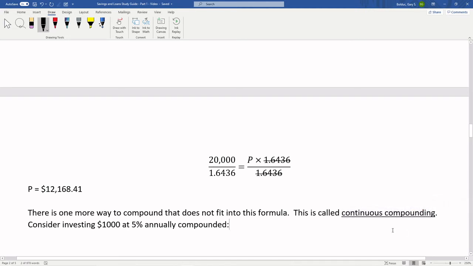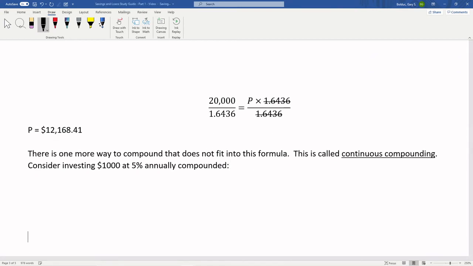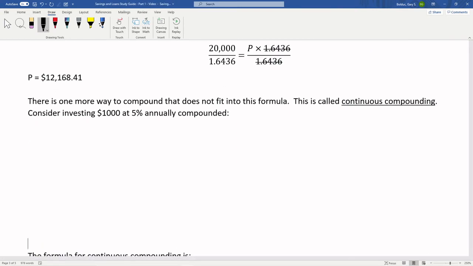Okay? And so continuous compounding, continuous, what does that word mean? Something continuously happening, a lot, over and over and over and over again. And compounding, we've seen compounding. You're adding in the money. So I said, okay, consider investing $1,000 at 5% annually. Get rid of that for a second. What does this look like?